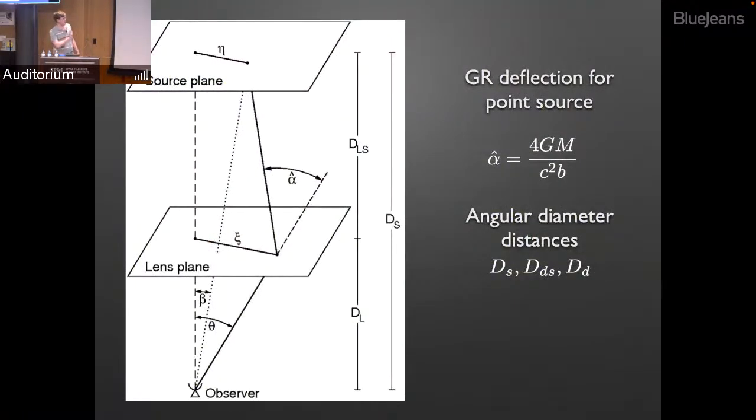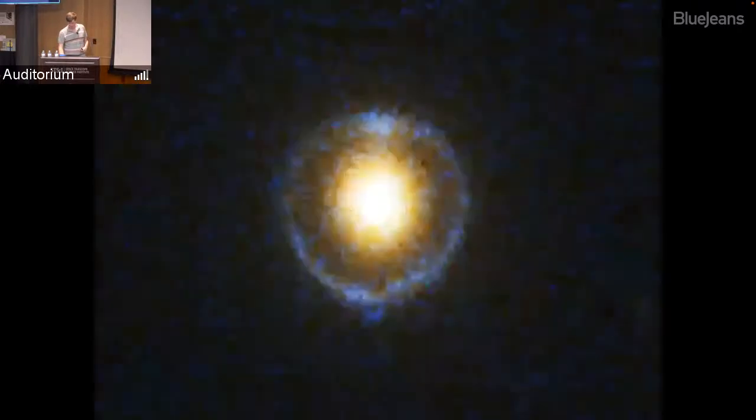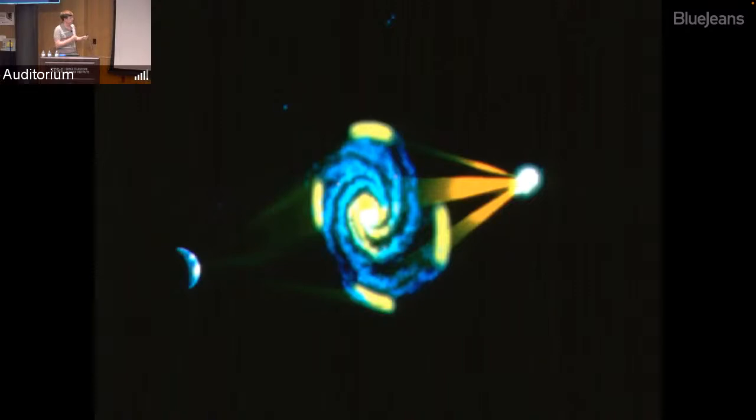Okay, so just a little bit of background about gravitational lensing. It's always helpful. From general relativity, you get deflection from a point source mass of 4GM over c squared b, where b is the impact parameter. Lensing is really just a coordinate transformation from a source plane to a lens plane, and involves these angular diameter distances. If you've got a perfectly well-aligned lensing system, you get an Einstein ring like this. And here's one from Sloan. And if you break the symmetry, then you end up with arcs.